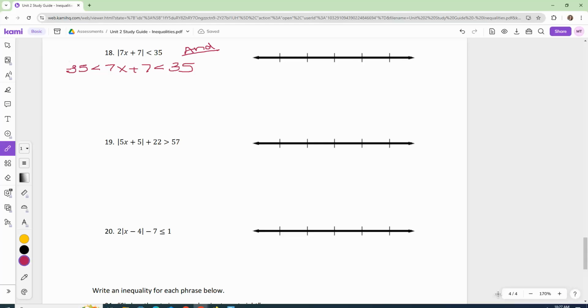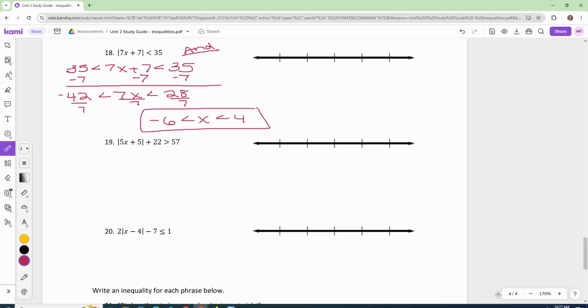So now how do I solve for x? To get rid of the +7, we do it on both ends. So -42 is less than 7x is less than 28. And then we divide everything by 7. So we get -6 is less than x is less than 4.